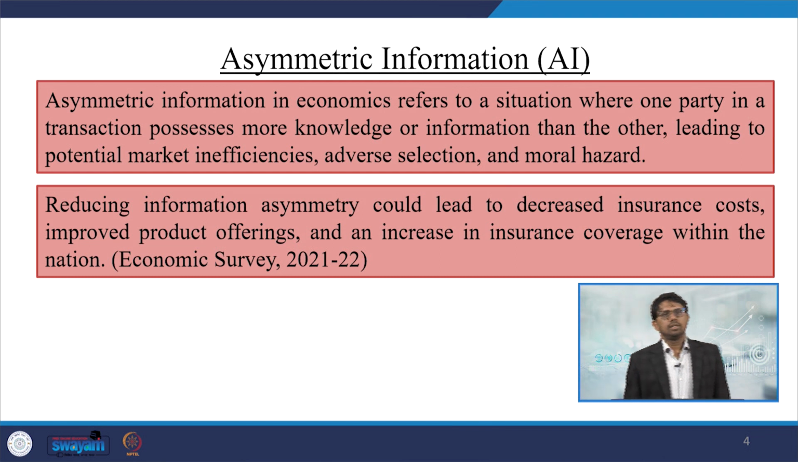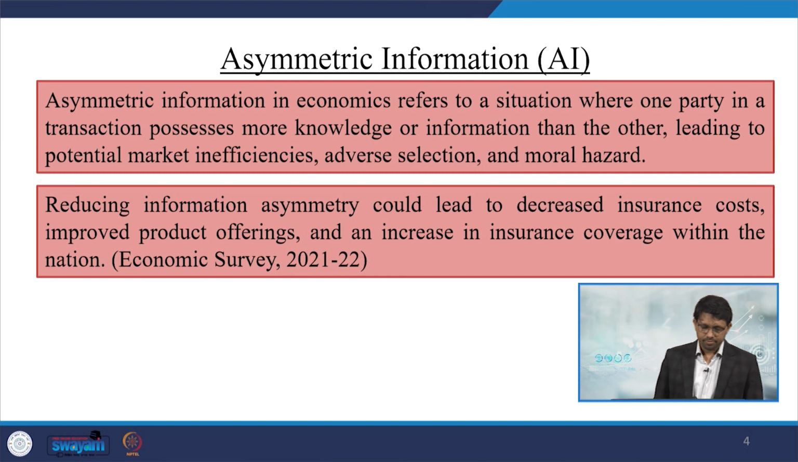Then, what is asymmetric information? You might not have read it in micro in detail. It used to be explained in advanced microeconomics theory. However, if you haven't read it, it's good to follow it from here. I'll just clarify, it's all about AI, that is, asymmetric information in this context. It refers to a situation where one party possesses more knowledge or information than the other, which leads to potential market inefficiencies, adverse selection and moral hazard.